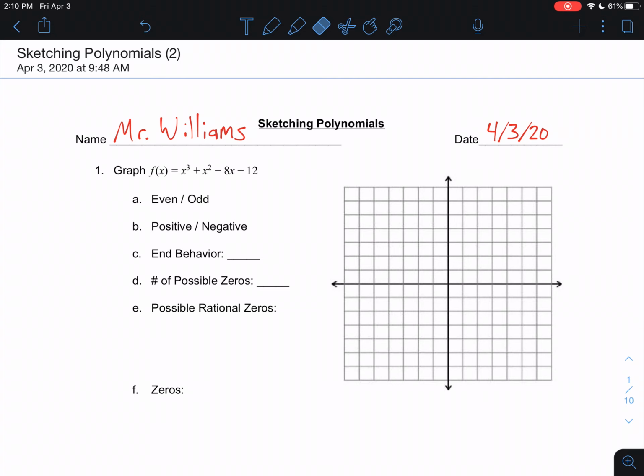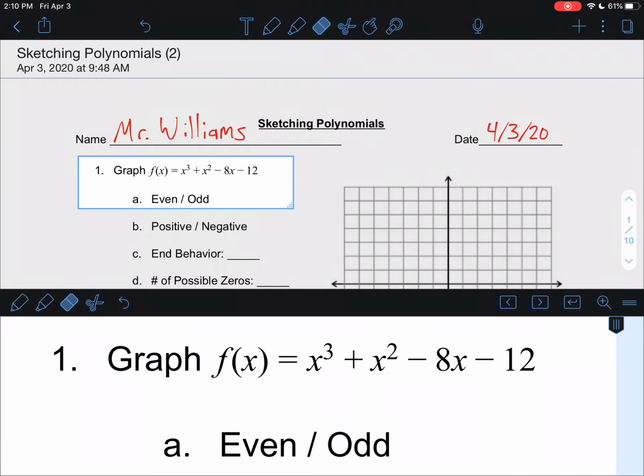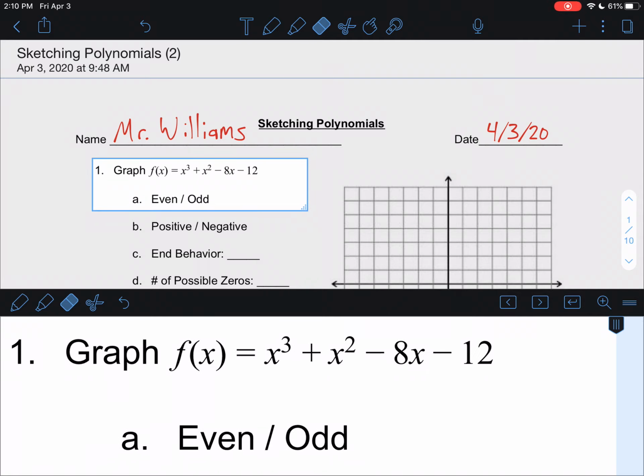I'll just get into it. My first polynomial here is f of x equals x to the third plus x squared minus 8x minus 12. And the first thing is asking me, is it even or odd? So the way to tell if it's even or odd is pretty simple.